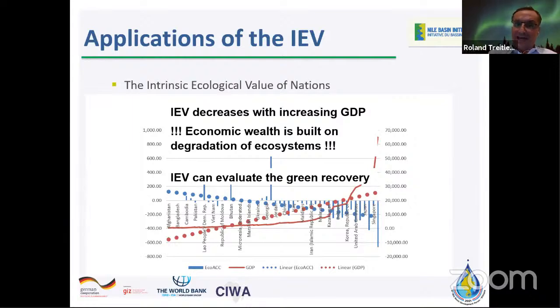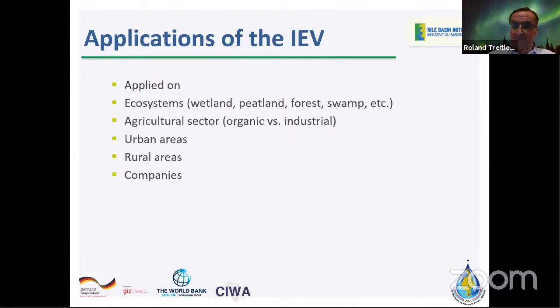And with that, we can evaluate the green recovery, which is currently discussed in the international community. After the pandemic, we want to recover in a green way. And with the IEV, we can measure if that actually happens. We have applied the IEV on ecosystems like wetland, highland and lowland, forests, savannas, urban areas, where we have compared different cities, for instance, so-called green cities versus traditional city concepts. And we found out that not all cities which are marketing themselves as green are really green. We evaluated rural areas. As I already said, we compared organic versus industrial agriculture. We evaluated industrial sectors and companies.